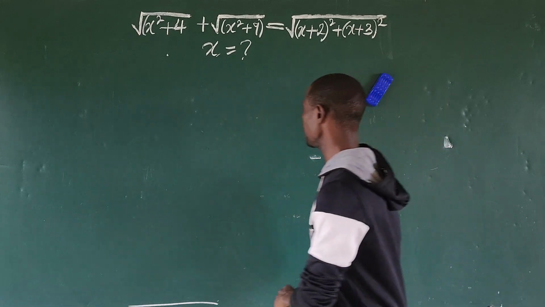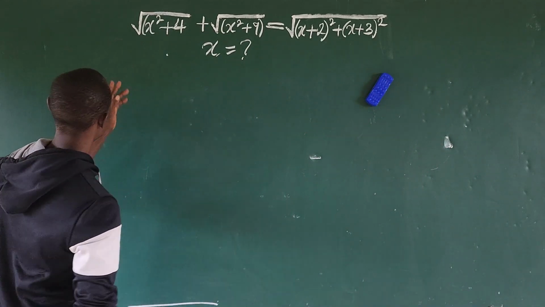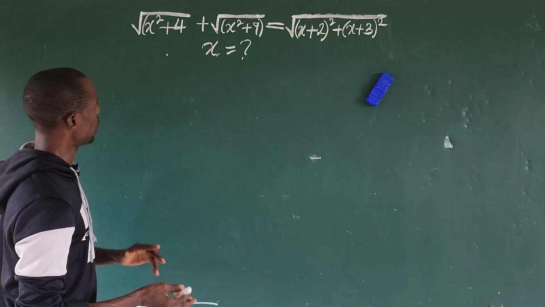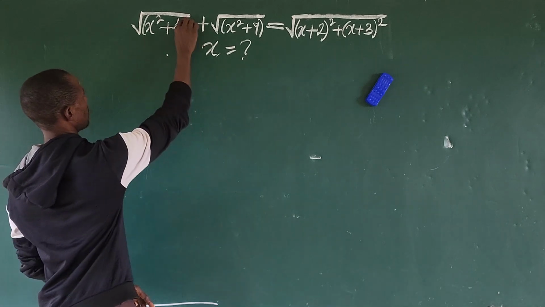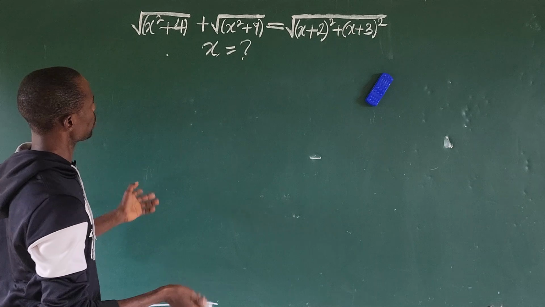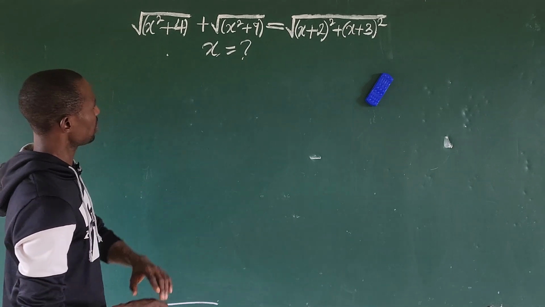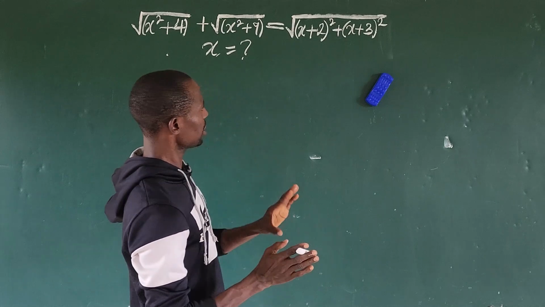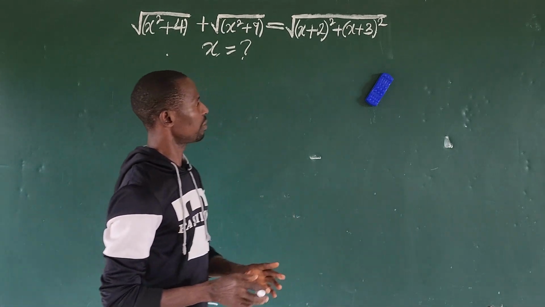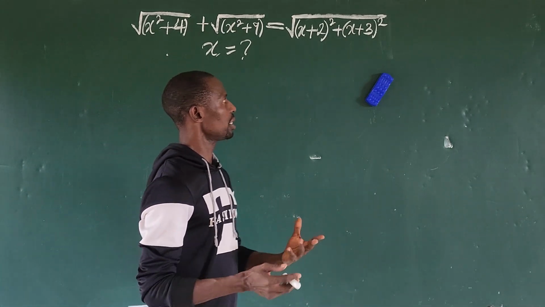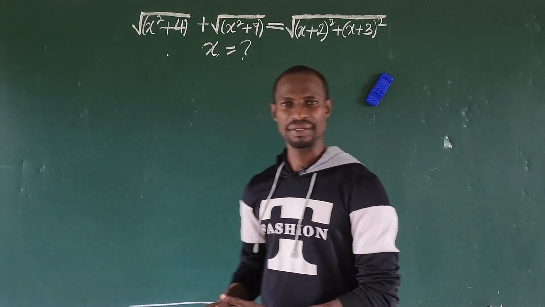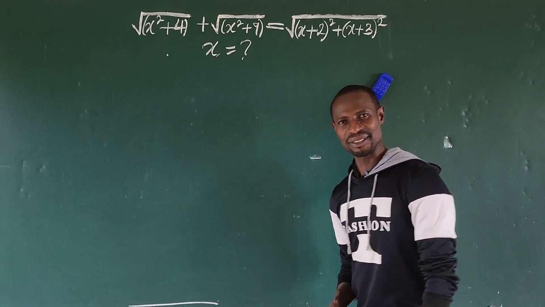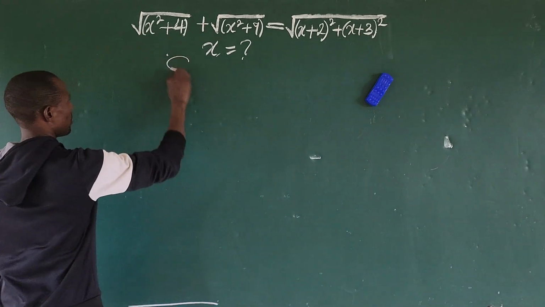So a radical equation, the question is: the square root of (x^2 + 4) plus the square root of (x^2 + 9) is equal to the square root of ((x + 2)^2 + (x + 3)^2). What then is the value of x that will satisfy this radical equation? So let's go to today's challenge without much waste of time.